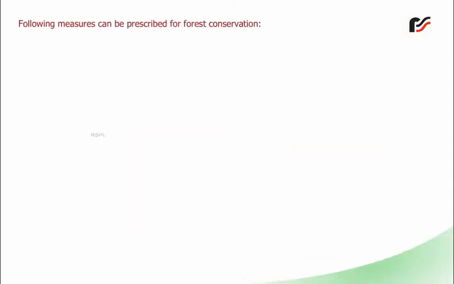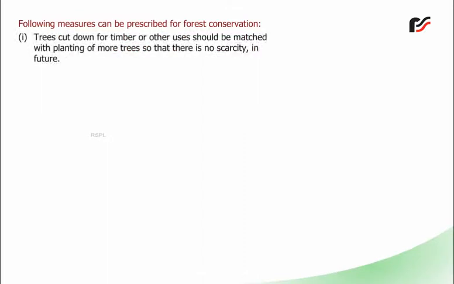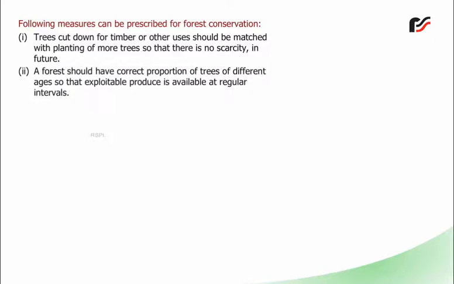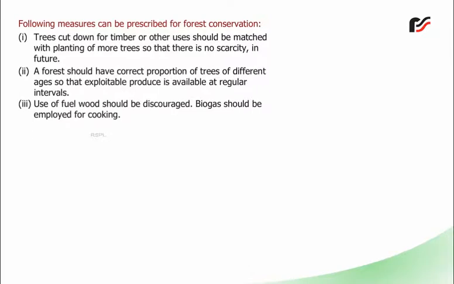The following measures can be prescribed for forest conservation. 1. Trees cut down for timber or other uses should be matched with planting of more trees so that there is no scarcity in future. 2. A forest should have the correct proportion of trees of different ages so that exploitable produce is available at regular intervals. 3. Use of fuel wood should be discouraged. Biogas should be employed for cooking.